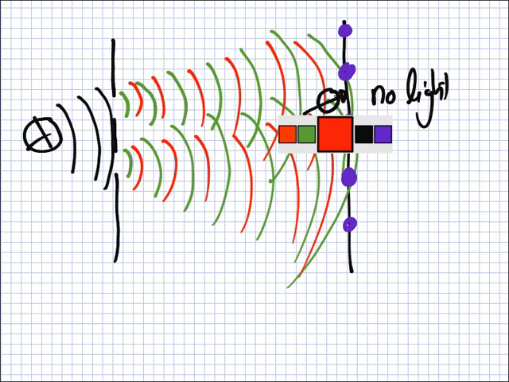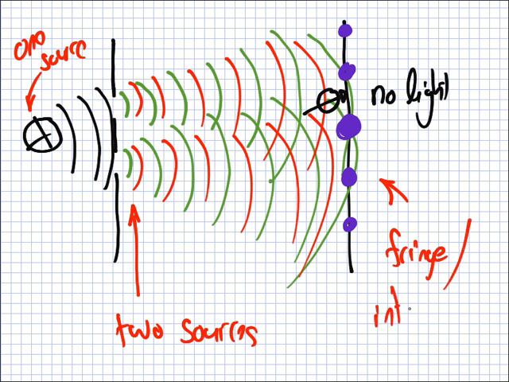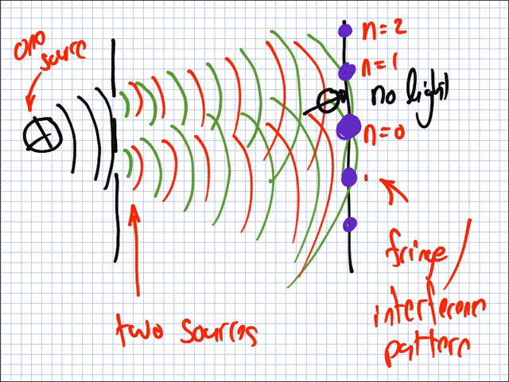So I'll just write some names in here. These are two sources of light. And how did we make two sources? Well, we used one source. And here this is called a fringe, or in other words, an interference pattern. And this one here in the center is the brightest. We usually call that one n equals 0. This one here, less bright, we call n equals 1, n equals 2. And this one here, n equals minus 1 and n equals minus 2.